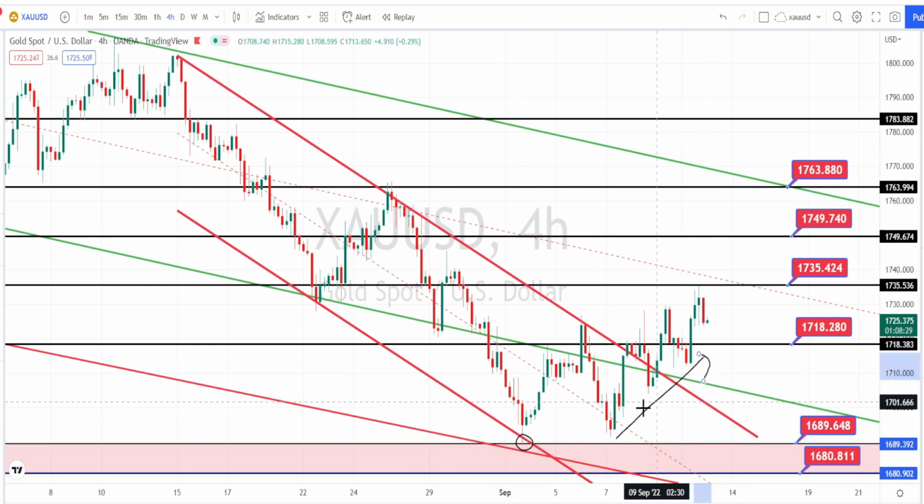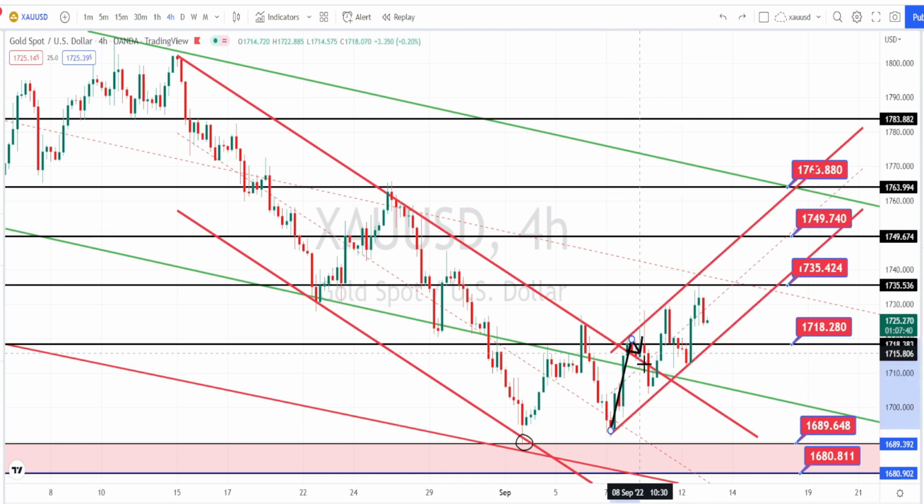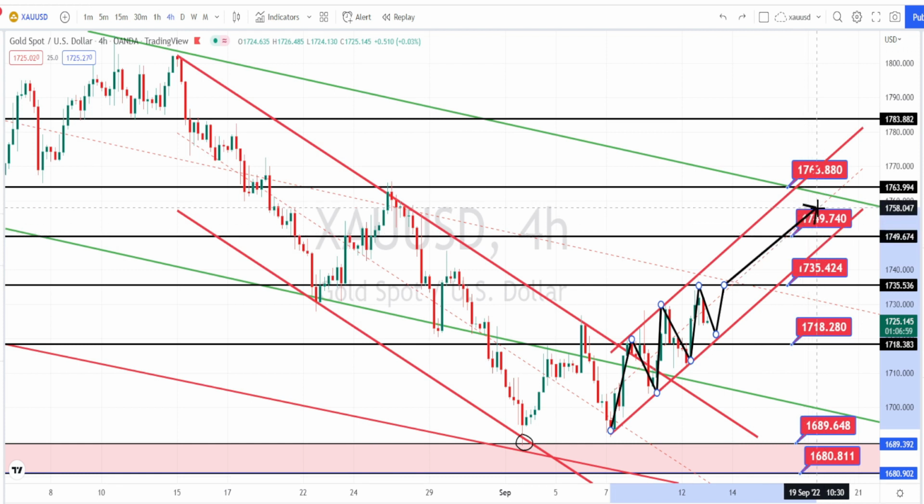Again I am going to draw a bullish channel pattern, and we are noticing the price action to continuously trend on the bullish side retracement. Currently the price action has found resistance on the higher time frame resistance level of 1735, and if the price action breaks this resistance level, next level of resistance from the higher time frame is going to be around 1749 or 1750.